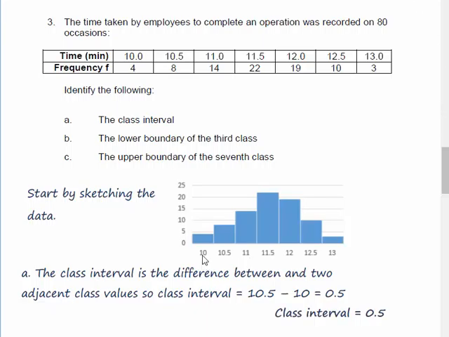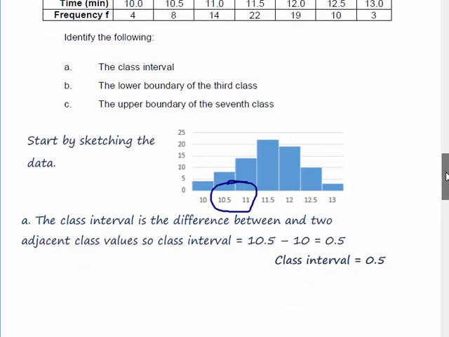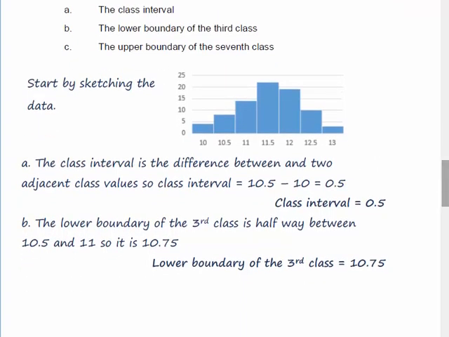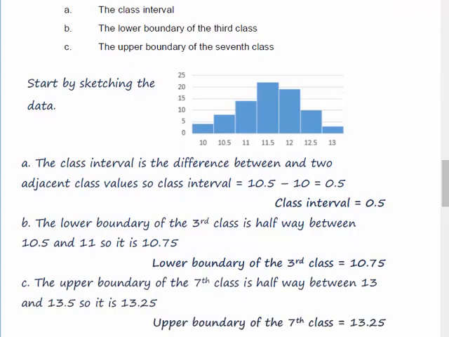For the lower boundary of the third class, we go 1, 2, 3, there's the third class, and the lower boundary value is halfway between 10.5 and 11, which is obviously going to be 10.75. The upper boundary of this class is 12.25, so the upper boundary of this class is going to be 13.25. And there's the boundary of the 7th class.